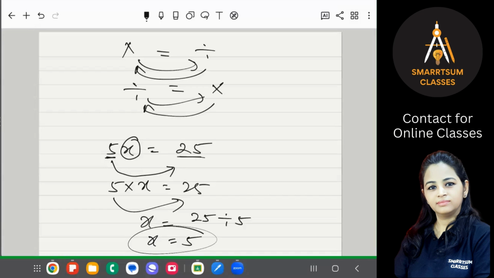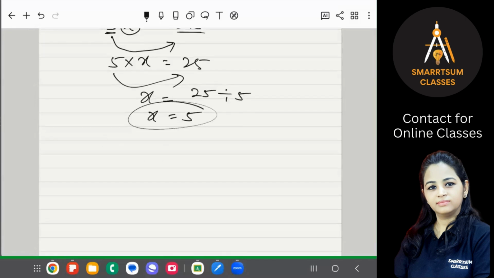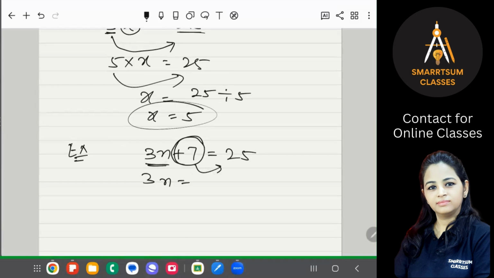So sometimes you need to do multiple transpositions in an equation to find the value of the variable. For example, 3n plus 7 is equal to 25. Now you have to transpose the term more than one time, right? So first we will transpose 7 to this side. Always look at the operation: 7 is in addition with 3n. So when it goes to the other side, it will go in subtraction. So it will be subtracted from 25. So 3n will be equal to 25 minus 7.